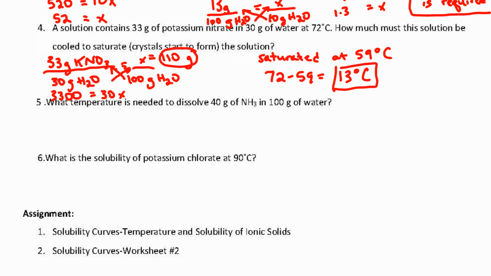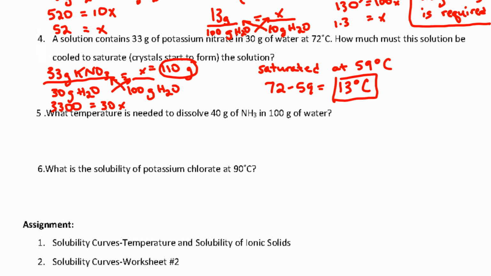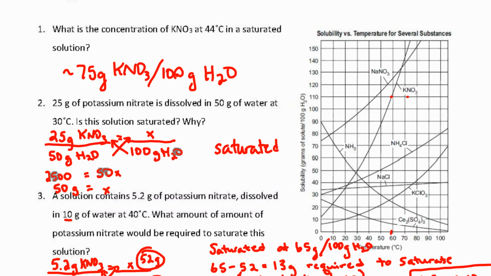So all you need to do for this one is find 40 grams and find the curve, and then read down to the temperature. Okay, so let's get rid of our other points so we don't get confused. Okay, so 40 grams, and I'm looking for the NH3 curve. And notice this one is in 100 grams of water, so I don't have to do any scaling here. So if I go across, my NH3 curve is this one here.